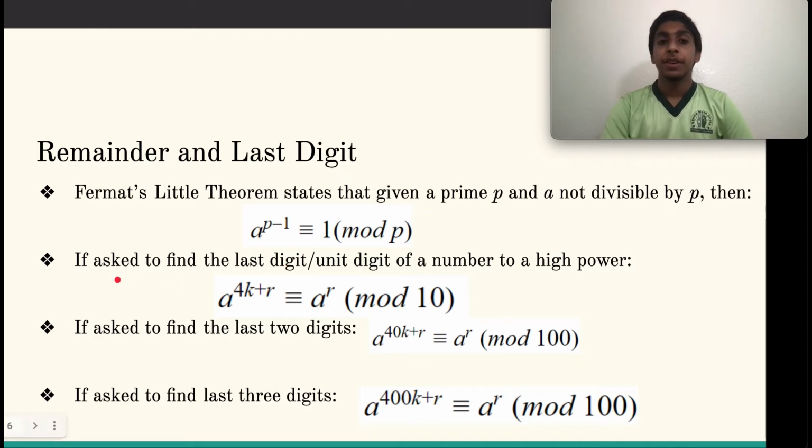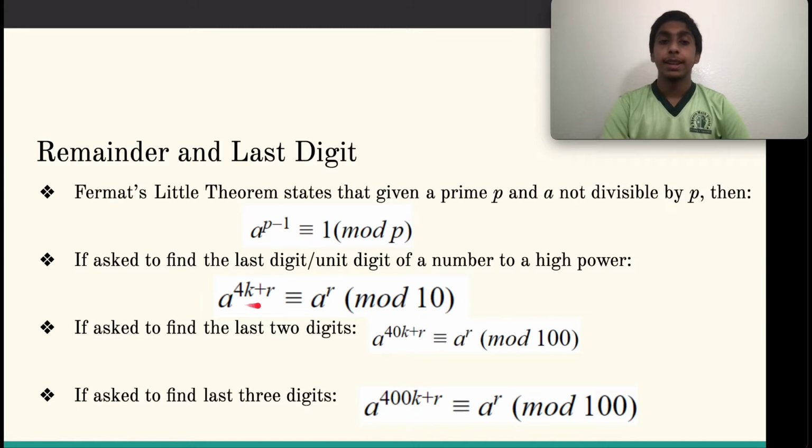Now, if we're asked to find the last digit or the unit digit of a number to a high power, they'll give you something like 4 to the power 6,500. What's the last digit of this? Obviously, you could sit there by hand and calculate this out, but it'd be way too hard and way too tedious, right? So what you would do instead is break it up into this form, 4k plus r. So 4 times some number plus r, which is another number.